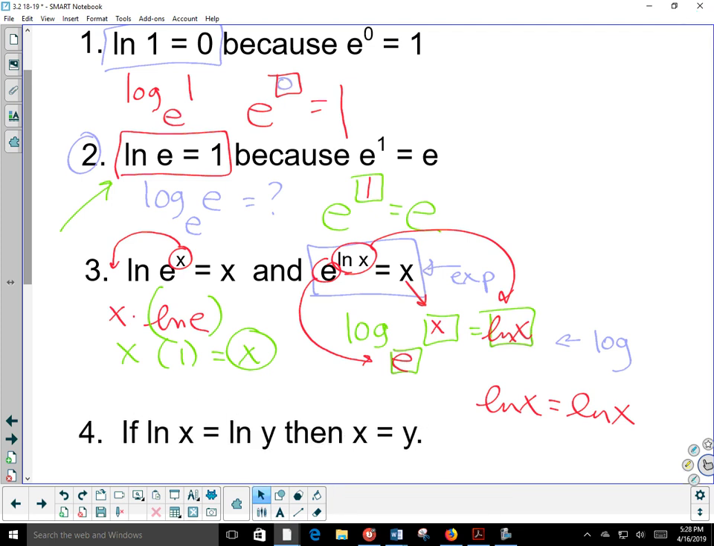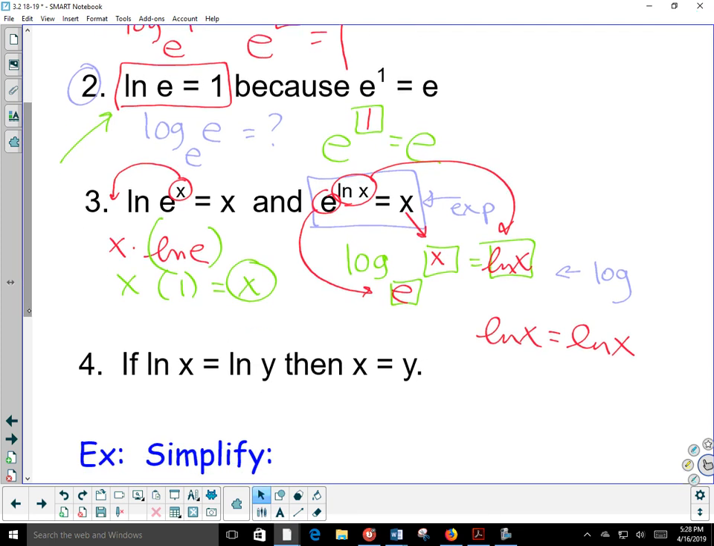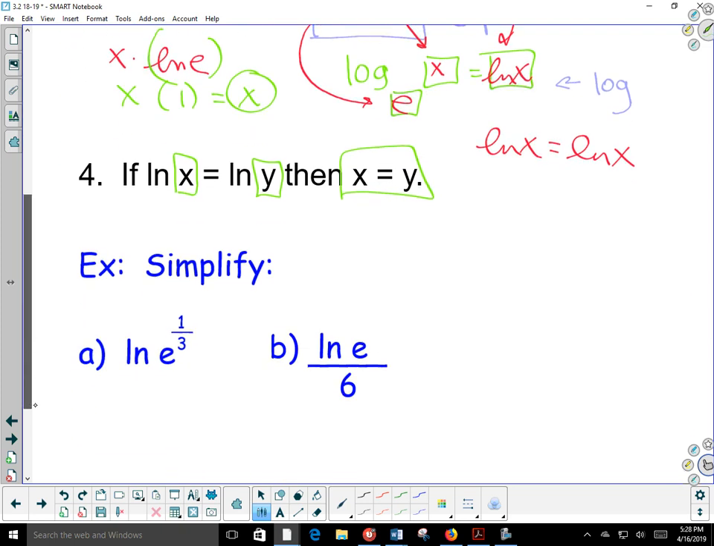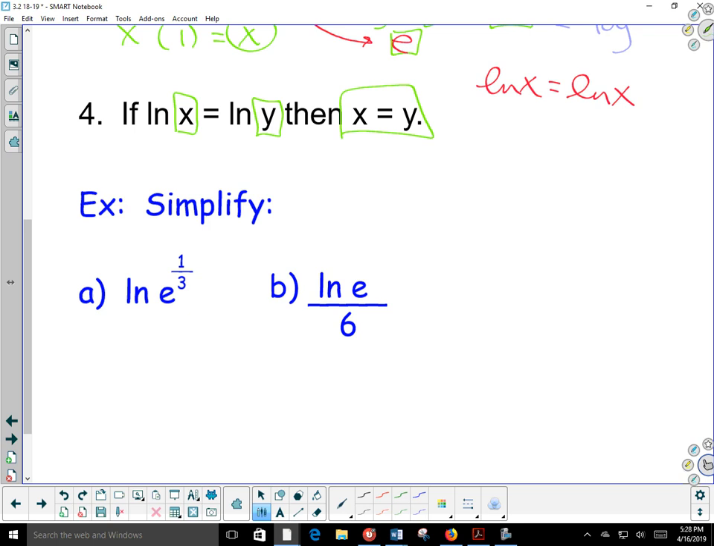And then the last property is the one-to-one property that says if you've got ln of something equal to ln of something else, then those two somethings have to be equal to each other. So here are some practice problems for these properties.